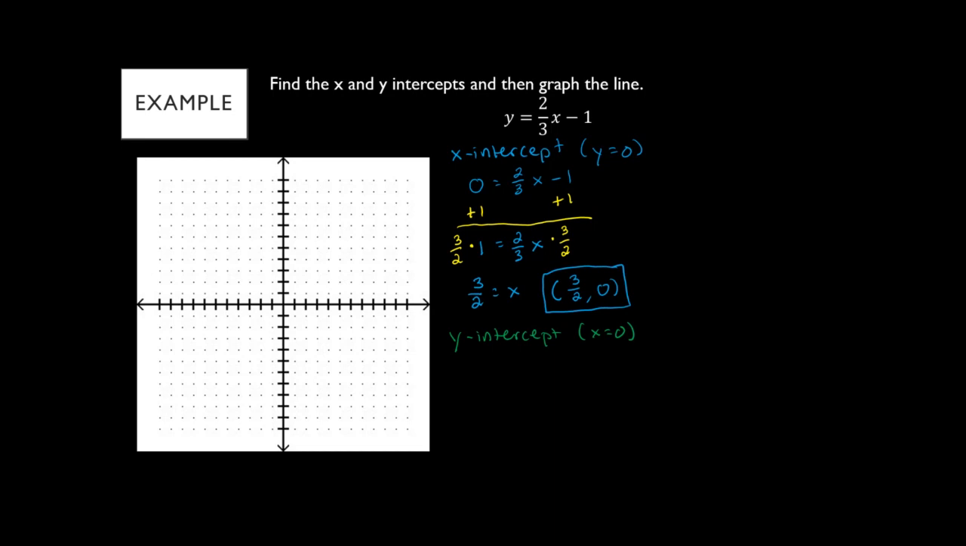So for the y-intercept, x is equal to 0. So we have y equals 2/3 times 0 minus 1. The 2/3 times 0 is 0, and this gives us y equals -1. So x is 0, so it's (0, -1) for our ordered pair. You want to make sure for your intercepts the numbers are in opposite positions here.